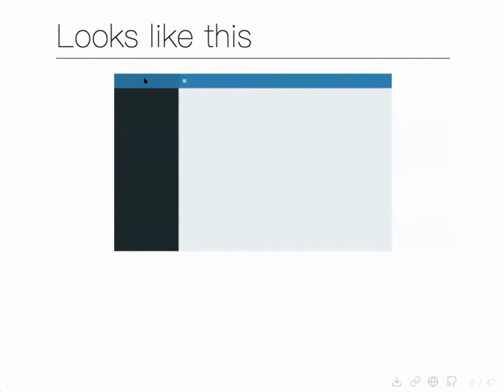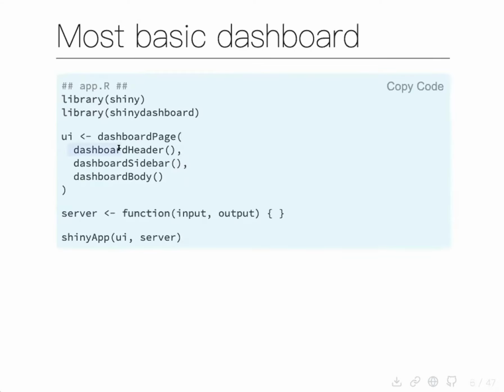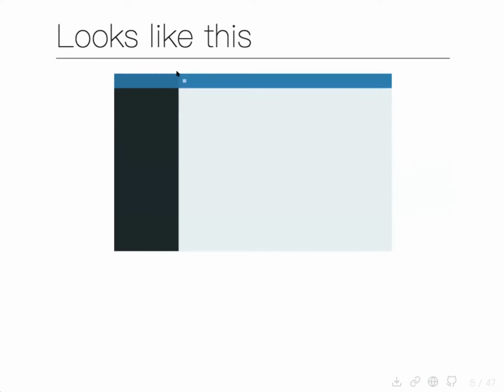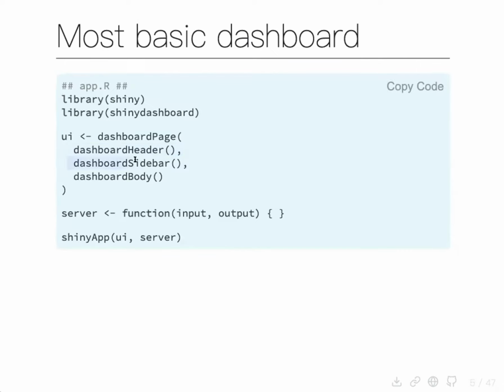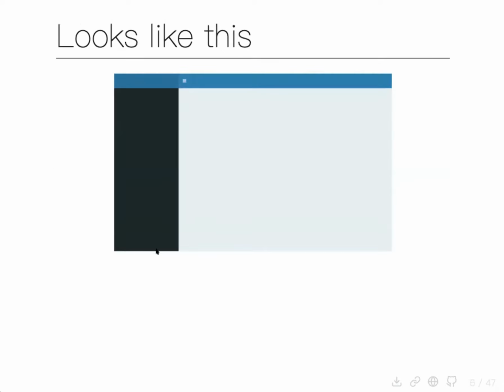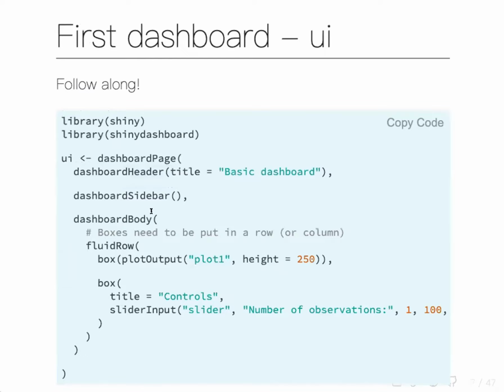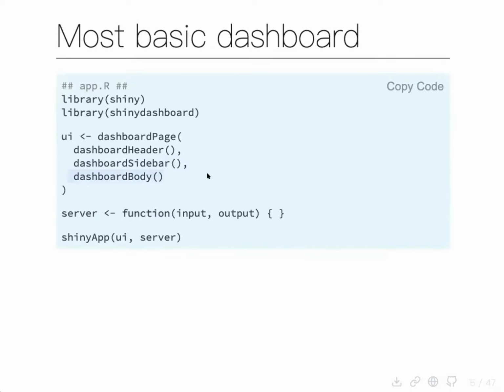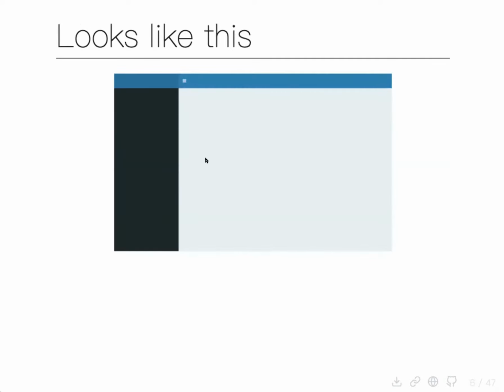So this is the dashboard header. That's going to be this part, this blue part up here. Okay. The dashboard sidebar is going to be this black part over here. And then the dashboard body is just going to be this part here. Okay. Once you go into the dashboard body, just like with Flex Dashboard, you will have boxes. Okay, so I'll have a box for some output, maybe another box for some controls or whatever.